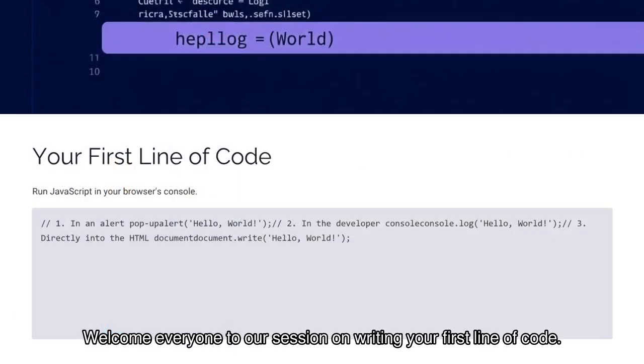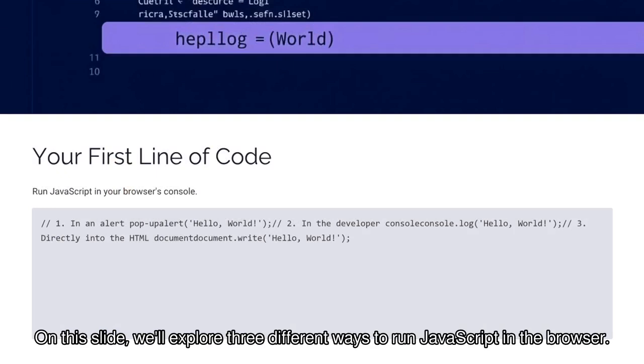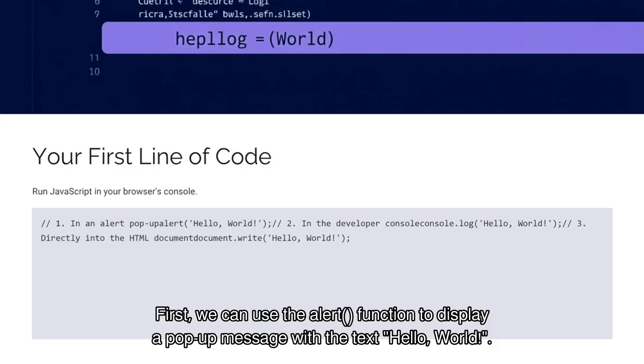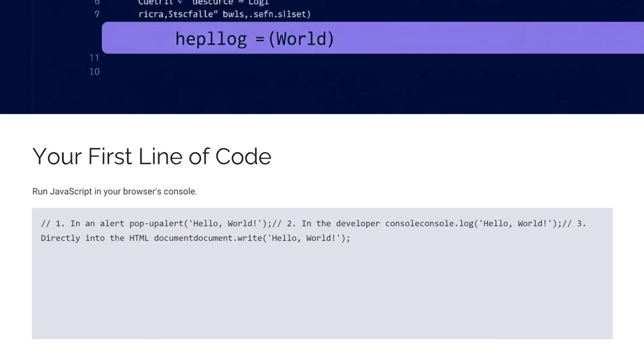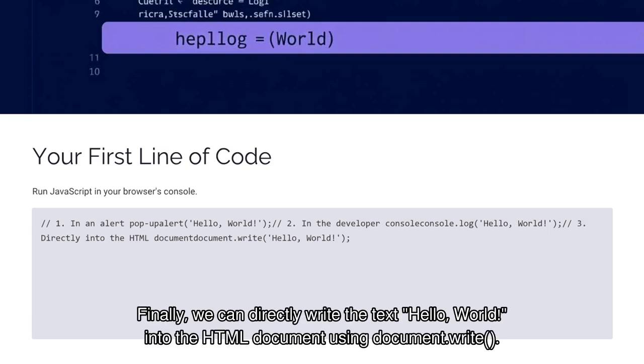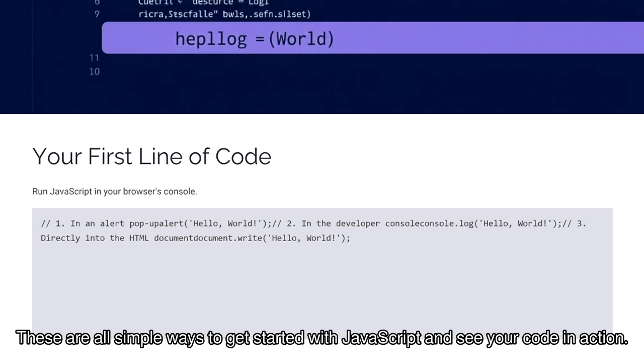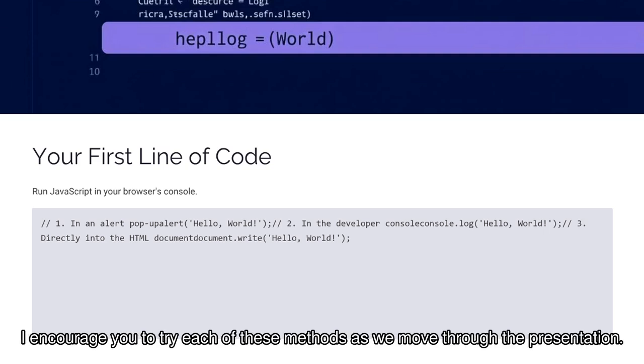Welcome everyone to our session on writing your first line of code. On this slide, we'll explore 3 different ways to run JavaScript in the browser. First, we can use the alert function to display a pop-up message with the text, "Hello, world." Next, we can log the message, "Hello, world," to the browser's developer console using console.log. Finally, we can directly write the text, "Hello, world," into the HTML document using document.write. These are all simple ways to get started with JavaScript and see your code in action. I encourage you to try each of these methods as we move through the presentation.